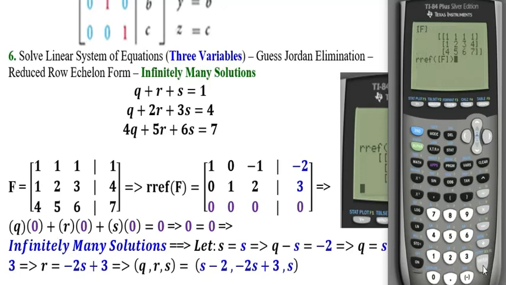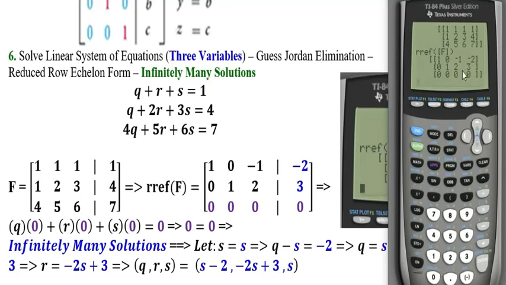close it, hit enter, and here it is 1, 0, 0, 0, 1, 0, minus 1, 2, 0, minus 2, 3, 0. That means 0, 0, 0, 0. Q times 0 plus R times 0 plus S times 0 equals 0. That is 0 equals 0. That means infinitely many solutions. And that is S is the independent variable.